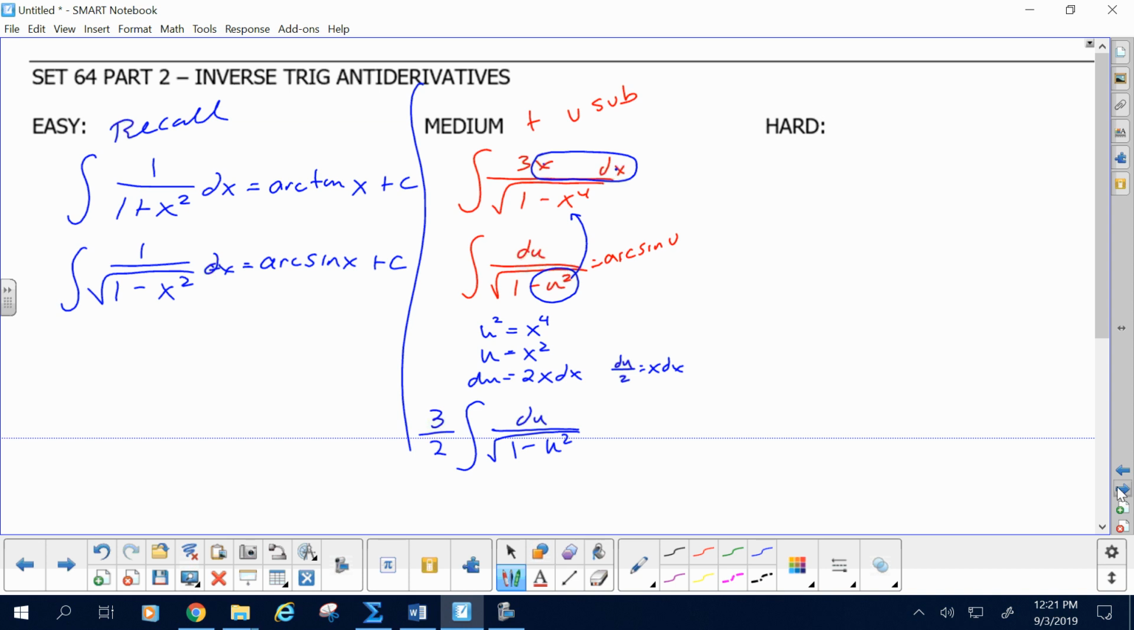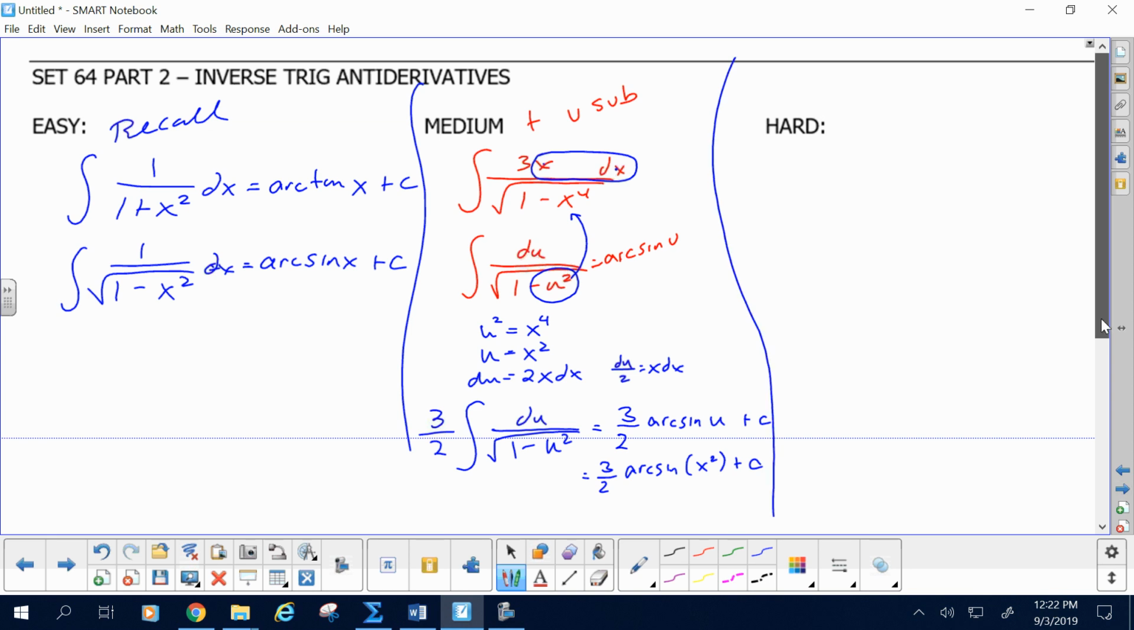So if I then take the antiderivative, I've got the blueprint of the basic formula for arc sine. The antiderivative of the inside is arc sine of u. And then what do I have to do at the end? Plug in what u is: 3/2 arc sine of x squared. All right, you with me so far?